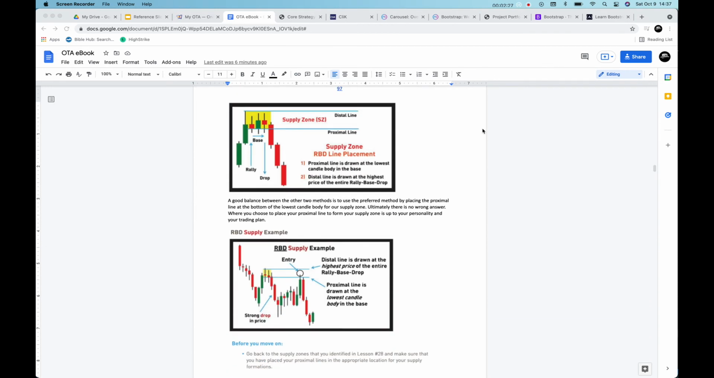So a good balance between these three examples is to use the preferred method by placing the proximal line at the bottom of the lowest candle body for our supply zone. Now, ultimately, there is no wrong answer with where we choose to place our proximal line. The placement of the proximal line is ultimately going to depend on your personality and your particular trading plan.